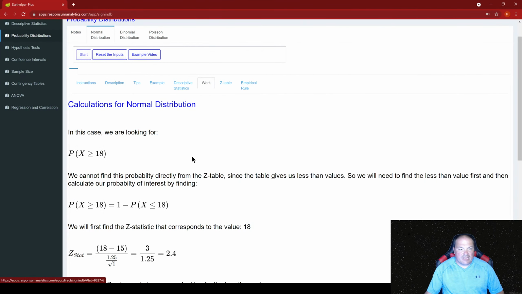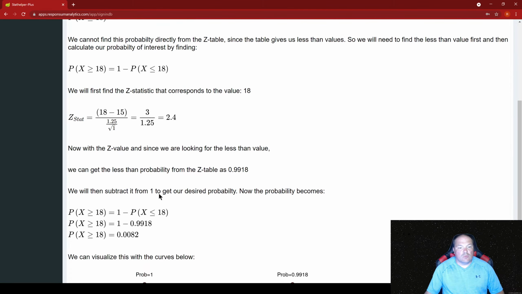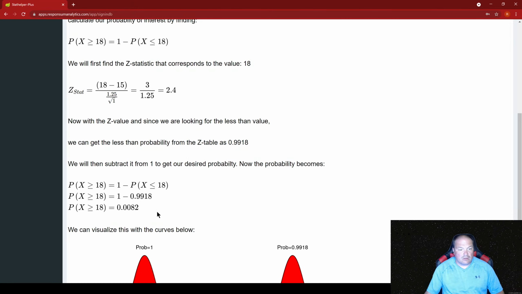Go back here to the work. So what we found is the probability that x is less than or equal to 18 is the same as the probability that z is less than or equal to 2.4, and that gives us 0.9918. Now what we're going to do is plug and chug back into this equation. 1 minus 0.9918 gives us 0.0082.